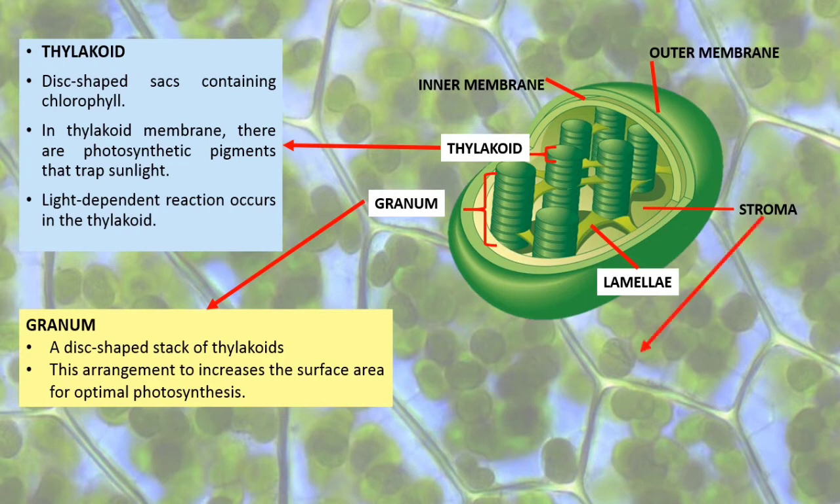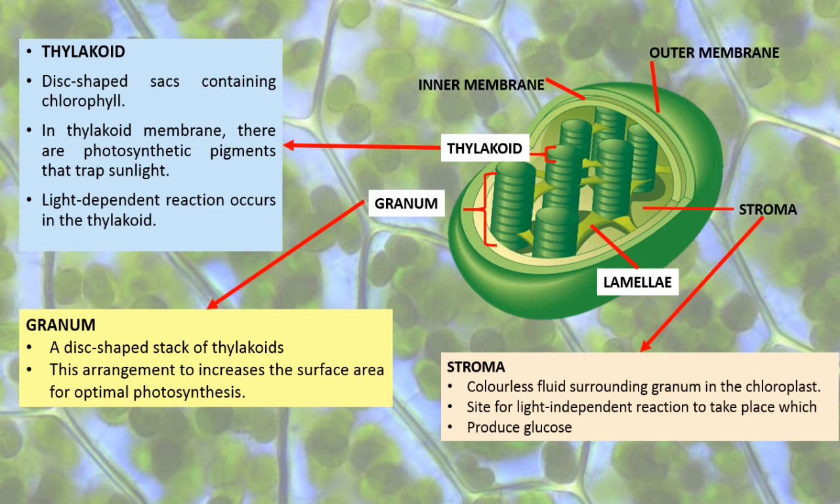Next, stroma. Stroma is a colorless fluid surrounding the granum in the chloroplast. This is the site for the light-independent reaction to take place, which produces glucose.